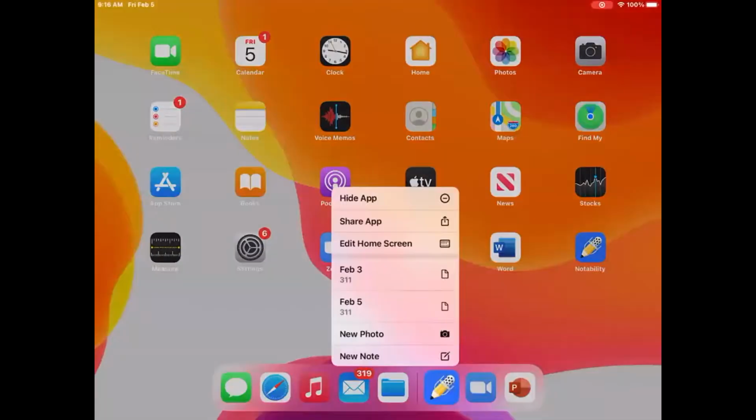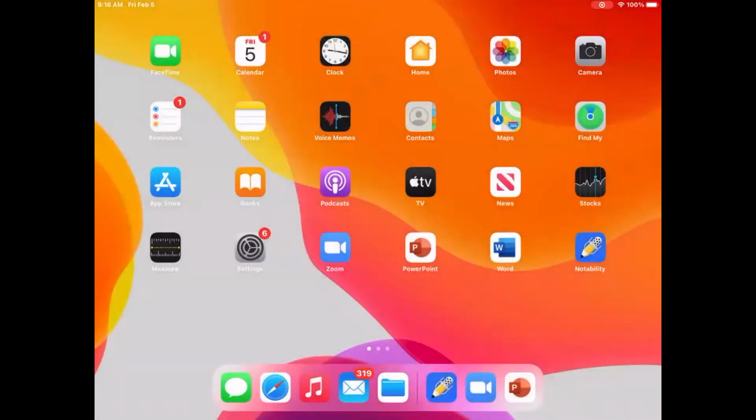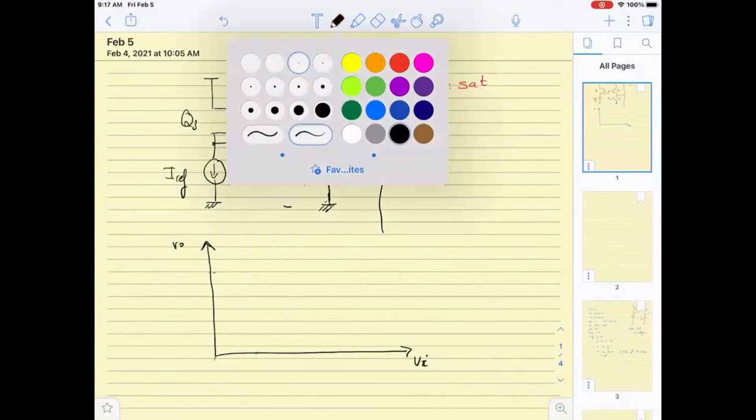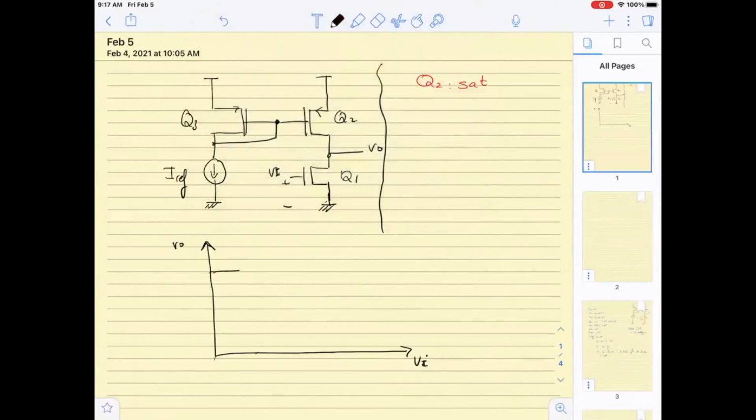Okay, so let us look now at this circuit. I have my transistor Q1 and transistor Q2 and the current mirror. The first thing that we will look at is what are the conditions for Q2 to be in saturation. What we know is that the voltage transfer characteristics will look something of this form.